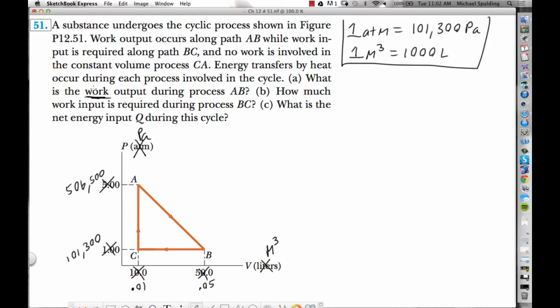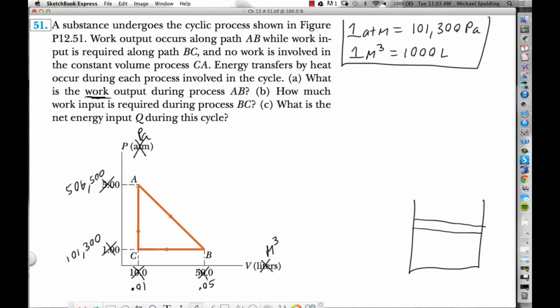First question, what is the work output during the process AB? So output, because look, if you look at the gas here, which way is the piston moving? Is the piston moving up or is the piston moving down? From A to B. Well, what's happening to the volume from A to B? It's increasing, right? The volume's increasing, so is this positive work or negative work? It's negative work, which is why they say output, work is going out of the gas.